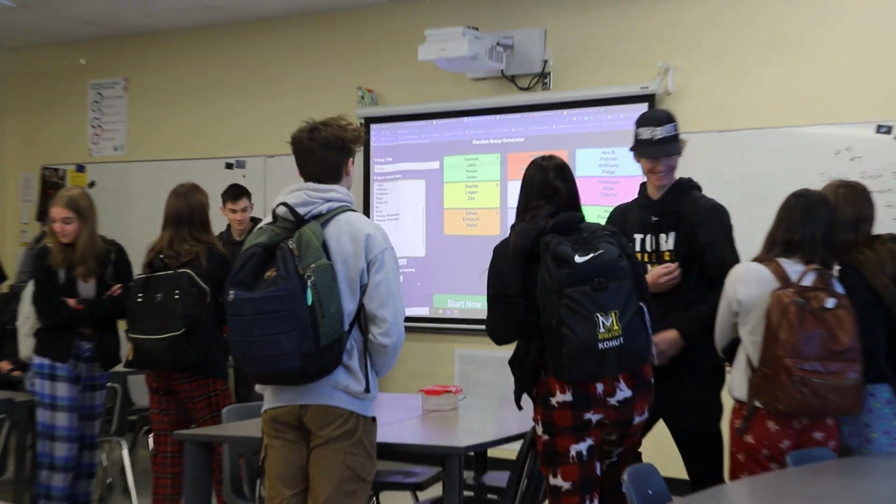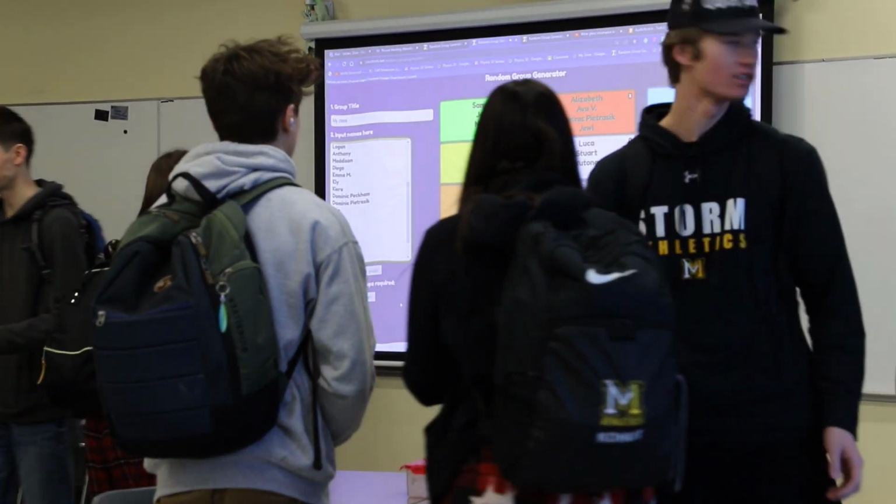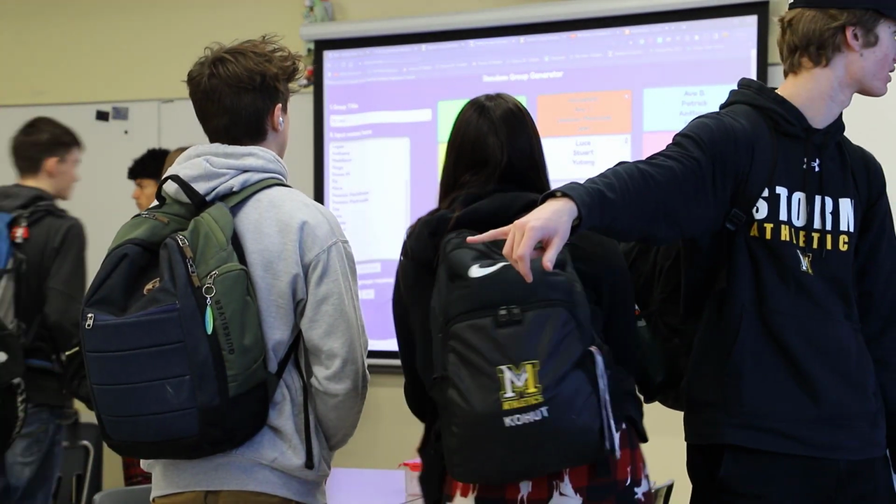I use a website and randomize the groups. The kids know where to go because these bins on the tables have group numbers on them. And they go to the group, see who they're working with for the day, and then straight to the whiteboards. They're working on some sort of thinking task.